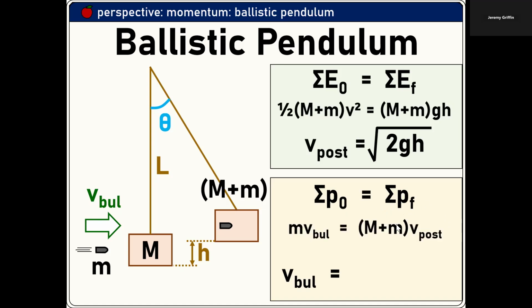So what does that look like? Here's the source of momentum, and here's where it goes. The objects stick together. Hey, is this V and this V the same thing? Yes, because whatever post-collision velocity that was, that led to it swinging up to whatever height.